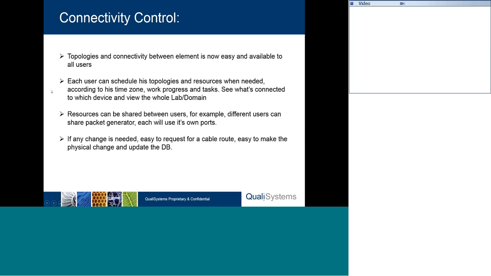If any change is needed now, because sometimes you still need to connect new equipment or change something in the patch panel, you can easily request a specific cable route. The physical change is now easy to do because you see what is connected to what, what you need to change, and what port to switch. Very easy, very simple.